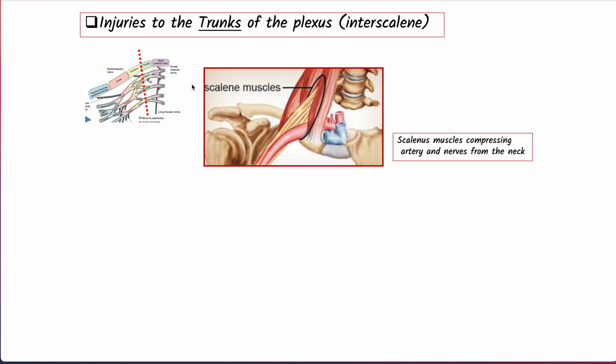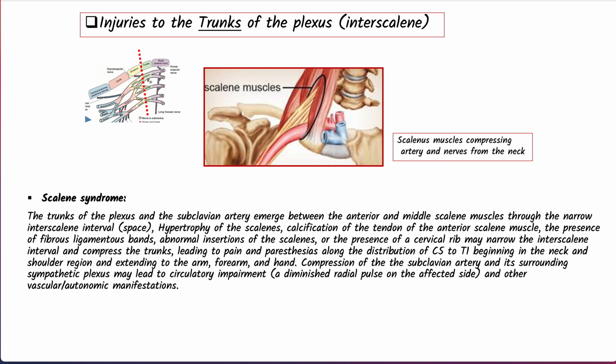What is the location? This red dotted line indicates the location of my trunk, and at that level, if my brachial plexus is being compressed, we can have scalene syndrome, and that will result in the same effects. So now these muscles undergo hypertrophy and cause compression, and then that will result in pain, loss of sensation, and all that.